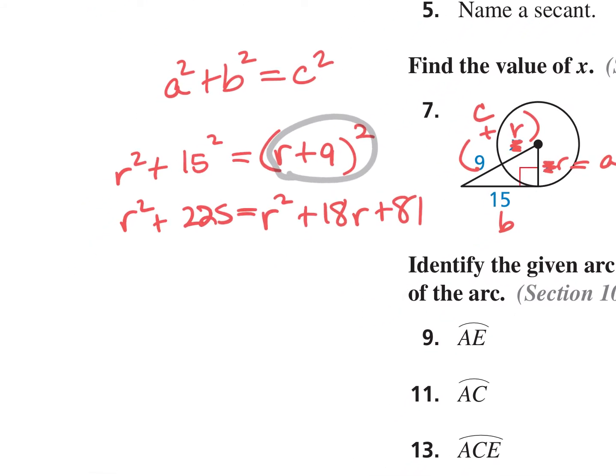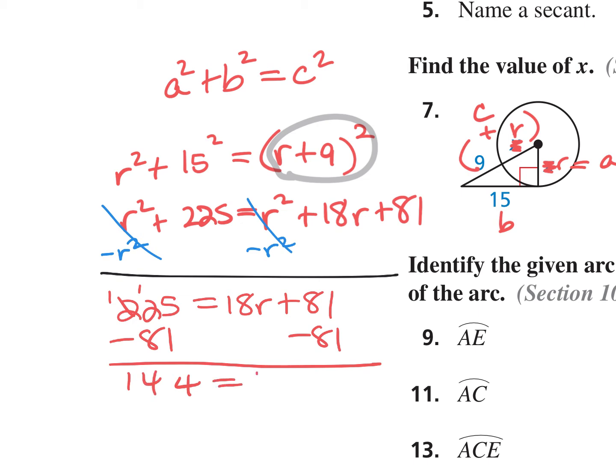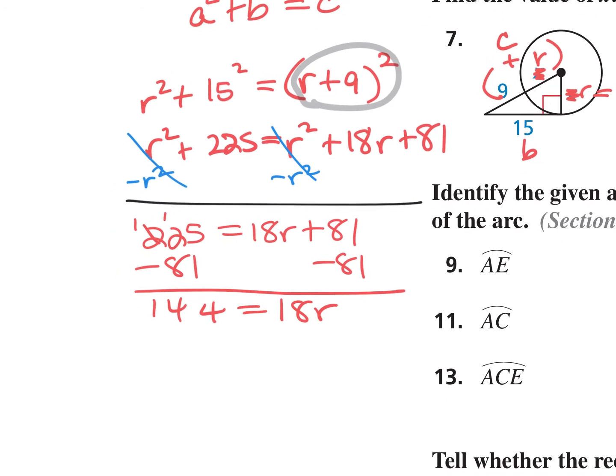Now, you're doing this entire quiz without a calculator. So just make sure your basic math skills are good. So when I go to try to find what the radius is, or solving for R, I subtract the R squareds. Notice it cancels from both sides. And now I'm left with 225 is equal to 18R plus 81. Subtract 81. My goal is to isolate R. I'm going to subtract here. And then now I have to divide.